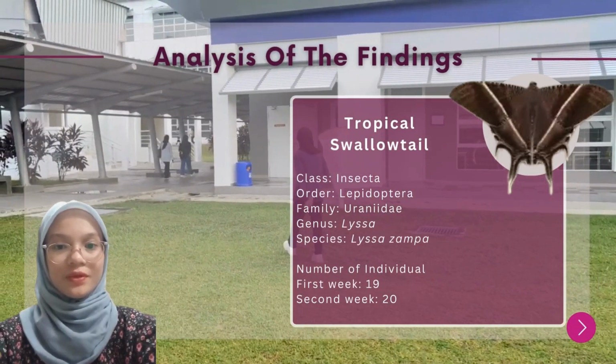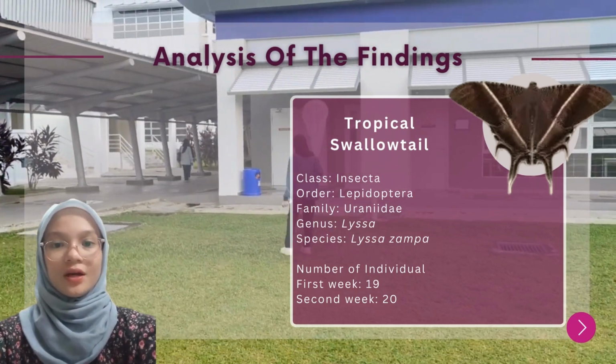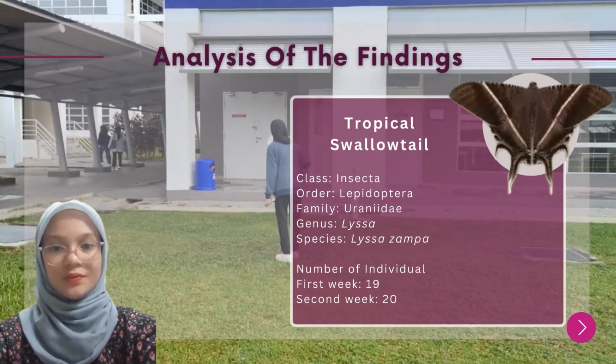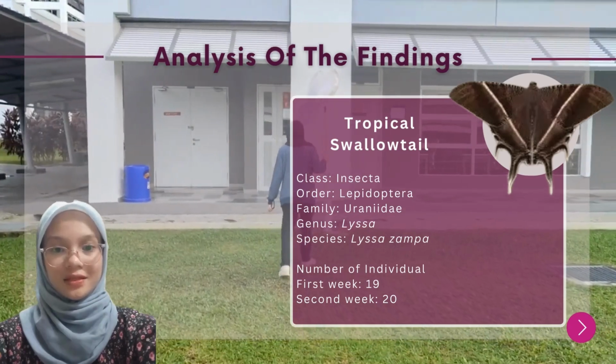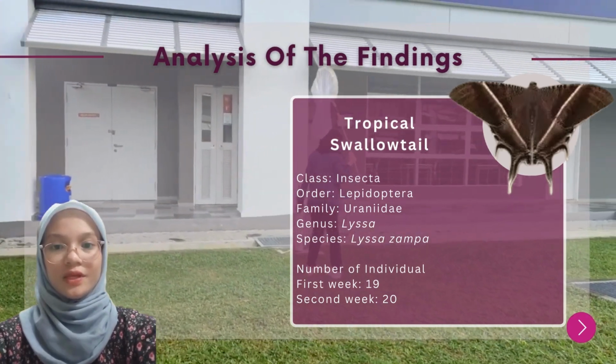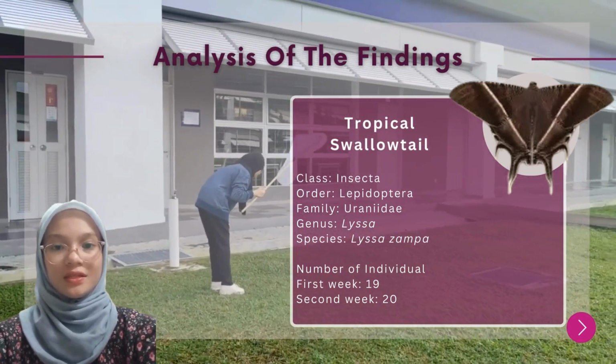Lastly, this butterfly belongs to the species Lysa zampa, commonly known as the tropical swallowtail. This species falls under the class Insecta, order Lepidoptera, and family Uraniidae, specifically in the genus Lysa.